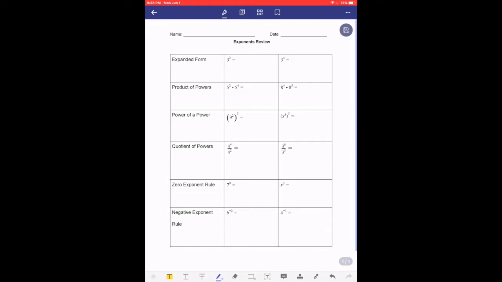First is expanded form, and our example is 3 squared. So that exponent of 2 means that we have to expand the 3 2 times. So then that becomes 3 times 3. And if you were to evaluate that on your calculator, well, 3 times 3 equals 9.